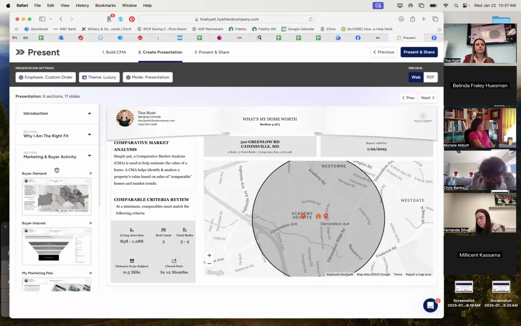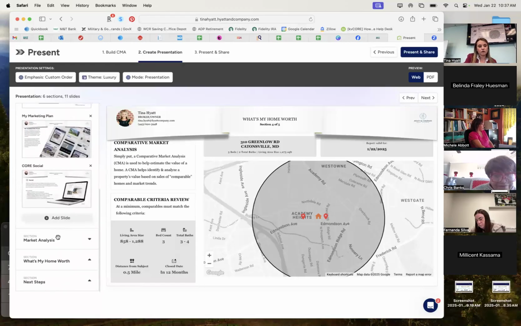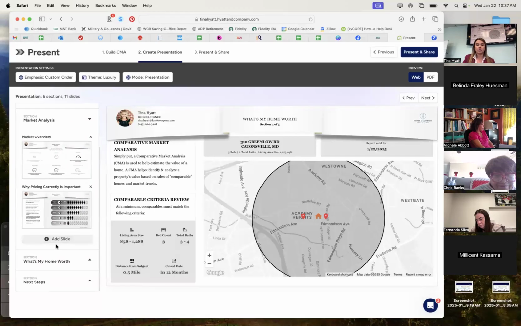Because this talks about the value of marketing the property and attracting buyers and why that's important, right? And then maybe I'm going to go over the market analysis. What's the market like where they're selling a home? See how it's building to this crescendo, right? Like I'm selling them all the way up until I get to the price section.